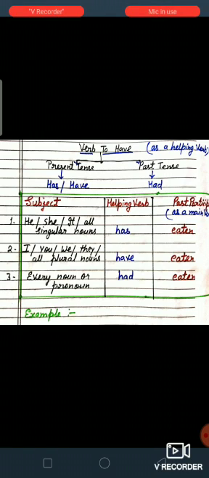Verb to have is used as a helping verb for perfect tense. As you have already read that perfect tense is formed by verb to have plus past participle of the main verb.